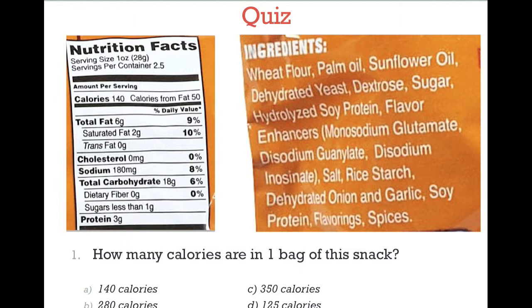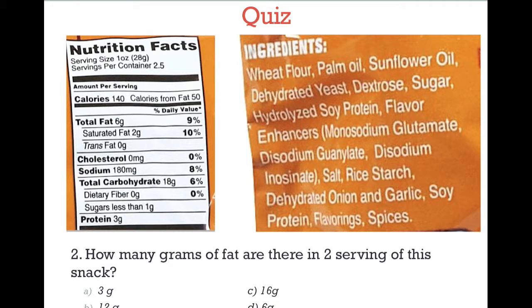To answer this question, first look at the calories listed and the servings per container. There are 2.5 servings in this whole bag. If I ate this whole bag, I would need to multiply 2.5 by 140 calories to get my answer of 350 calories. So did you get that right? That's answer C. Moving on to question 2.